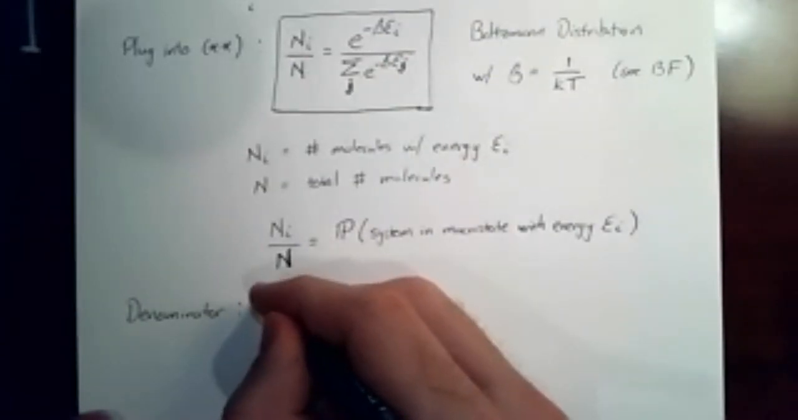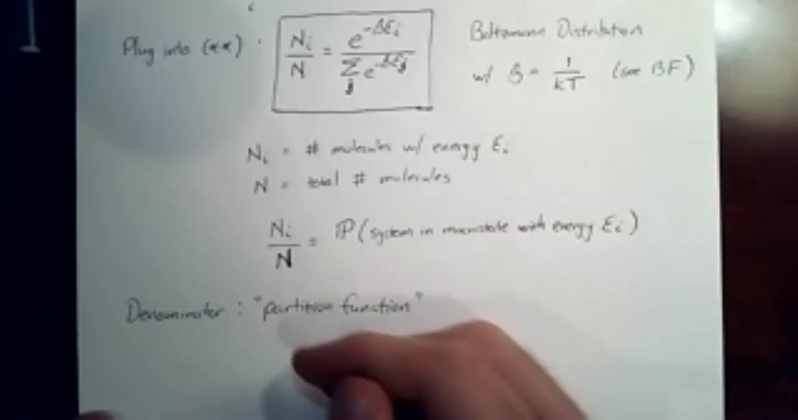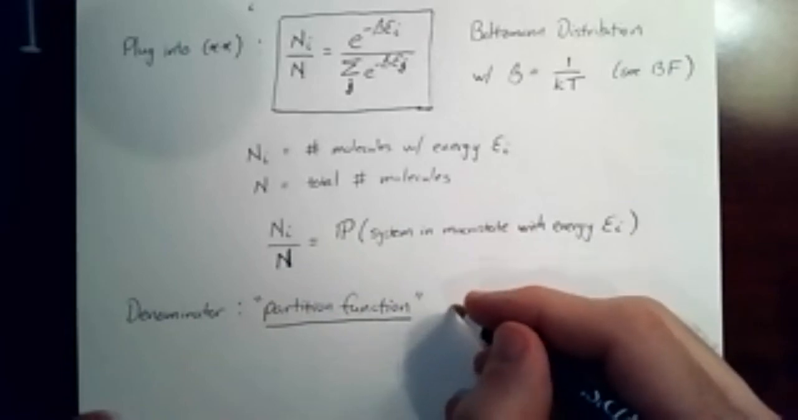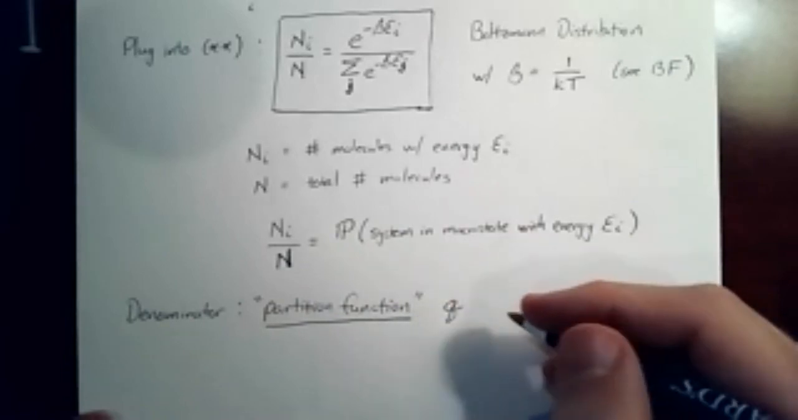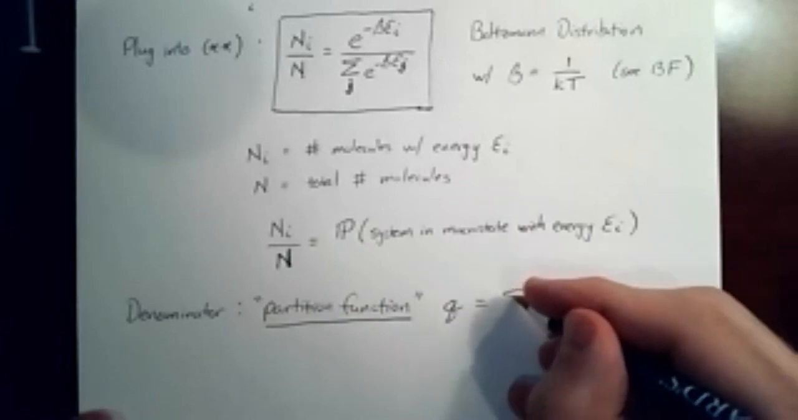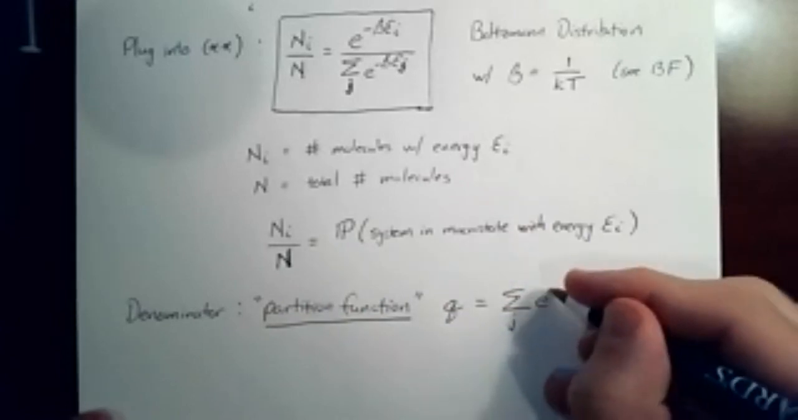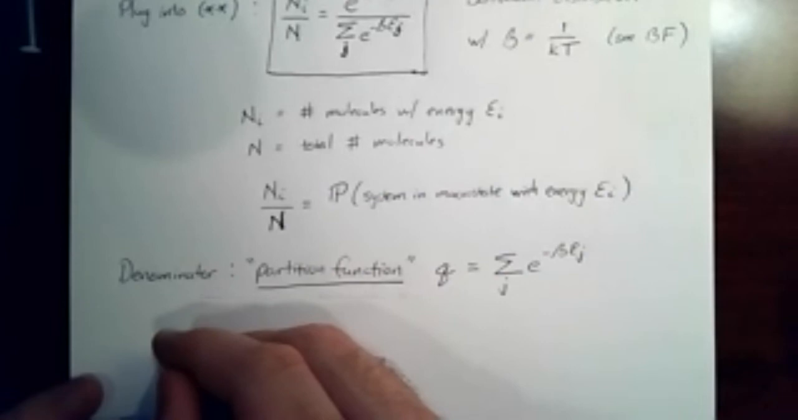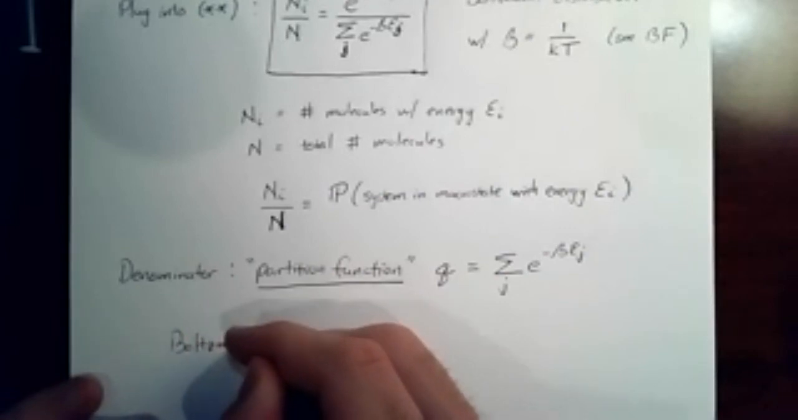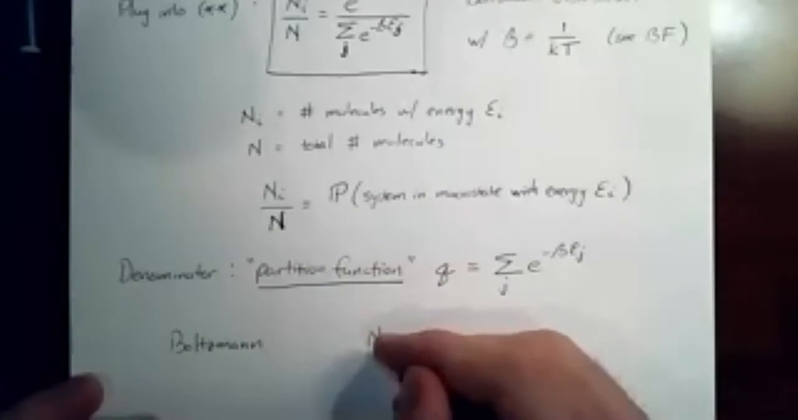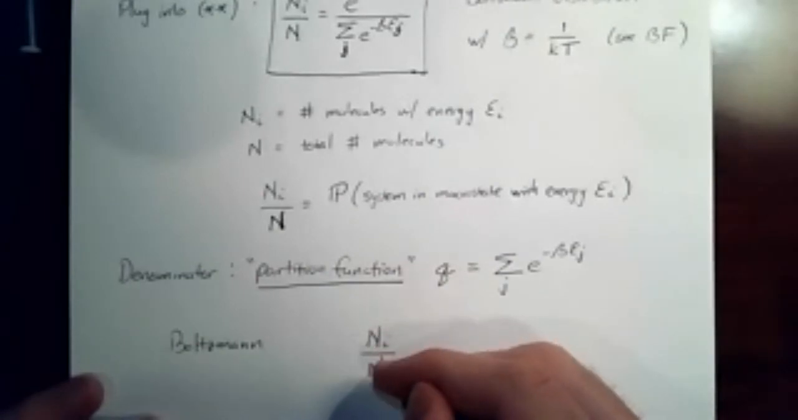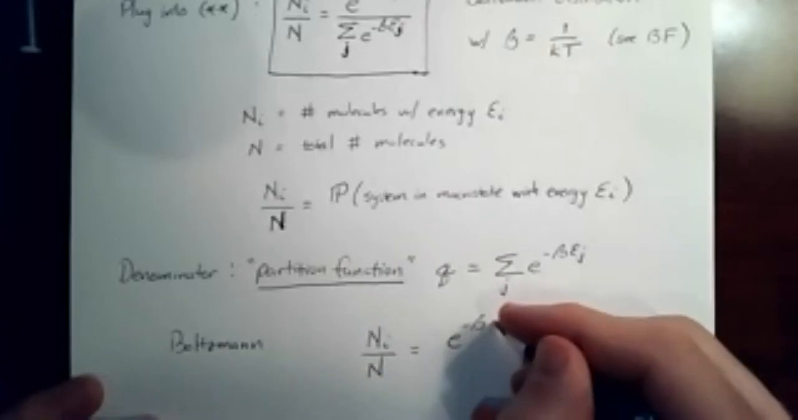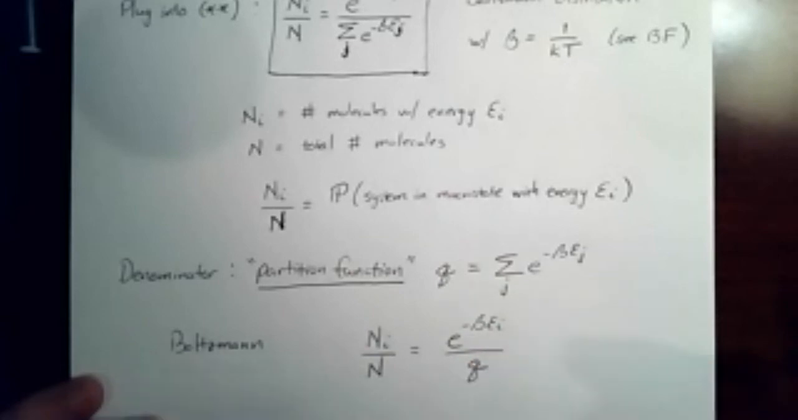And it's often given a letter. When I first learned it, we used the letter Z. Your book uses a script Q. So the partition function Q is just the sum of e to the minus beta epsilon_j. And so then Boltzmann's distribution can be written that this probability is equal to e to the minus beta epsilon_i over Q.